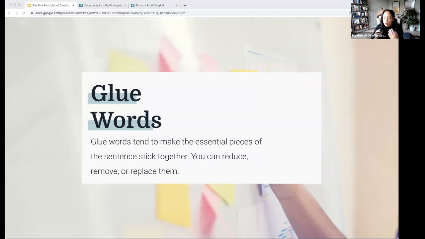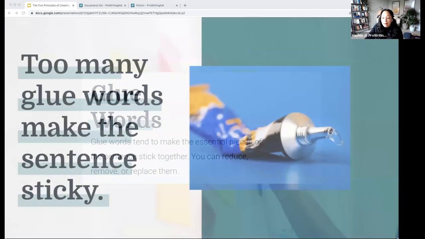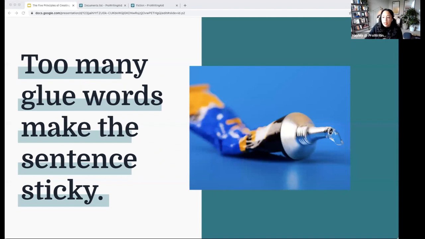Somebody in the chat asked, are they prepositional phrases? A lot of glue words are prepositions, words like articles as well. It'll really depend on what your specific sentence is, but prepositions, articles, conjunctions, all of those are great examples of glue words. Now, if you have too many of those, your sentence is going to be what we at ProWritingAid call sticky. A sticky sentence, again, is not a sentence that is incorrect. However, it is a sentence that is going to be wordy and confusing for your readers.